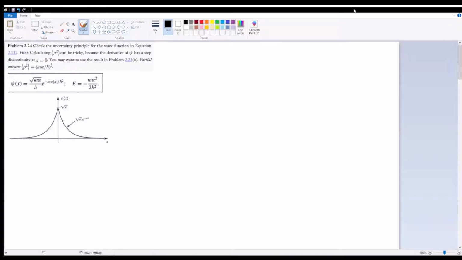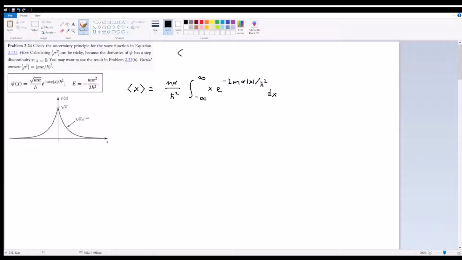2.24 is pretty disgusting to do, primarily just because of the p squared calculation. But the other ones are pretty simple, so we'll start easy. Starting off with the expectation value of x, this is going to be, let's see, the square root of m alpha over h bar squared times the integral from negative infinity to positive infinity of x e to the negative 2m alpha magnitude x over h bar squared dx.